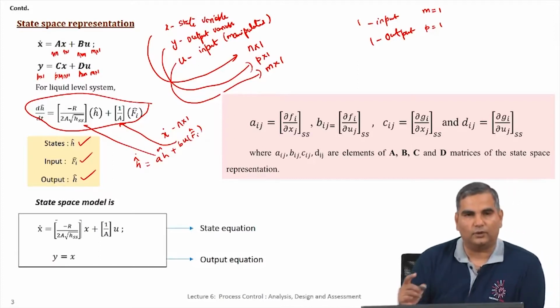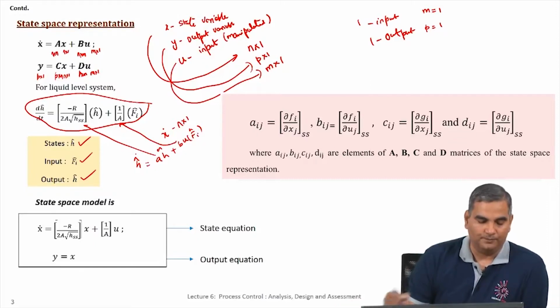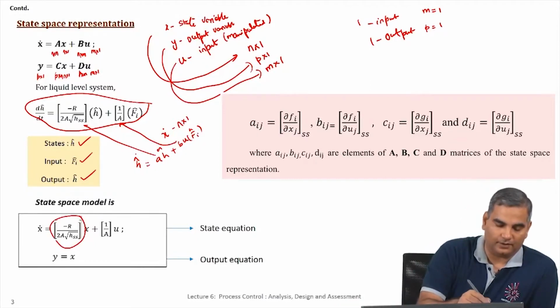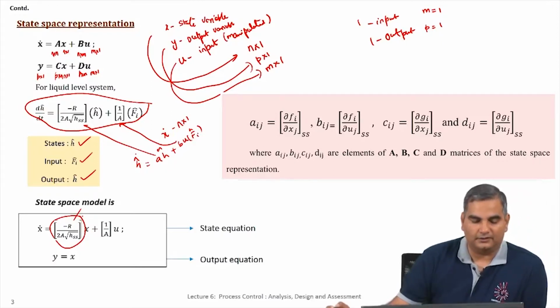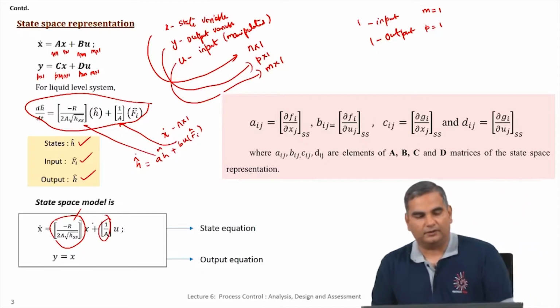y equal to x. So, there is only one output, and that turns out to be the one state that we have in this process, and this is a fixed number, because the resistance is a fixed number, area is a fixed number, and we know what steady state we operate at, and again this is a fixed number. So, this is an important thing to remember.